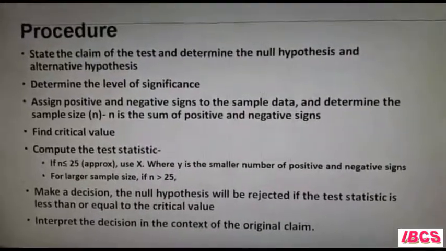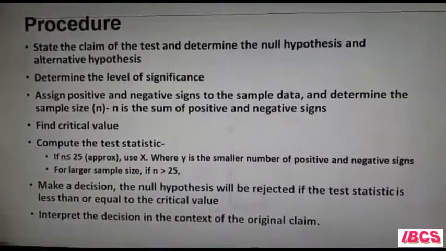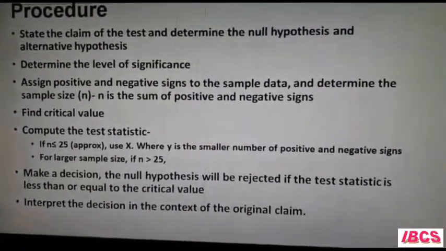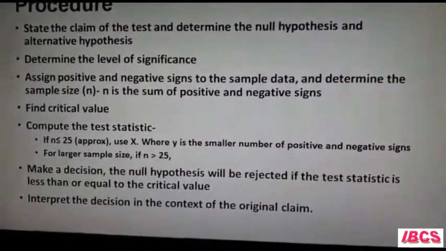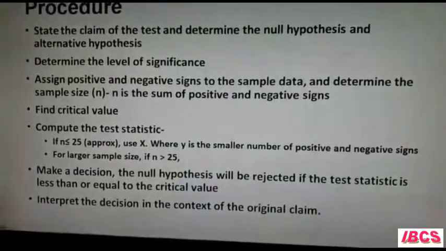The procedure we follow: state the claim of the test and determine the null and alternative hypotheses. Determine the level of significance. Assign the positive and negative signs to the sample data and determine the sample size n, which is equal to the sum of positive and negative signs. Then find the critical value.